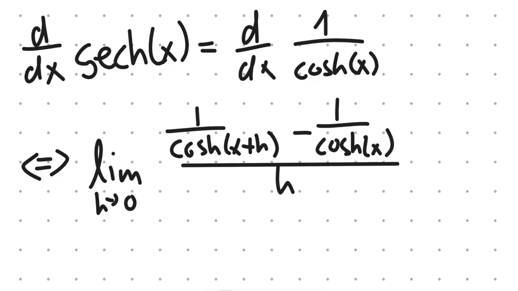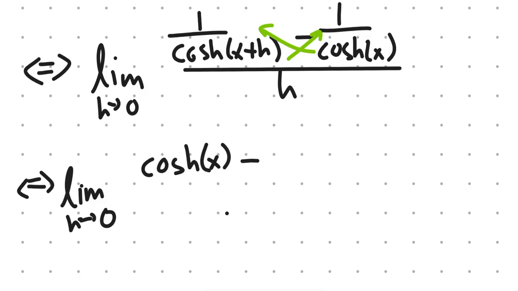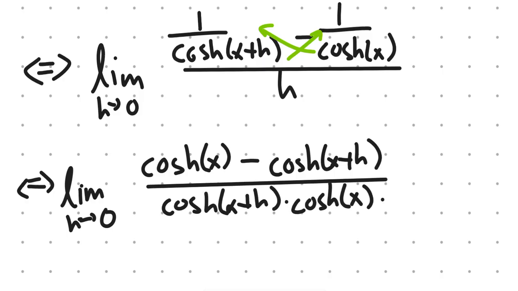Now, since we have different denominators, we're just going to cross multiply those two, and then we will get the same denominator. So this will be equal to the limit as h approaches 0 of cosh of x minus cosh of x plus h, all over the product of those two. So we have cosh of x plus h times cosh of x, and that whole thing times h.